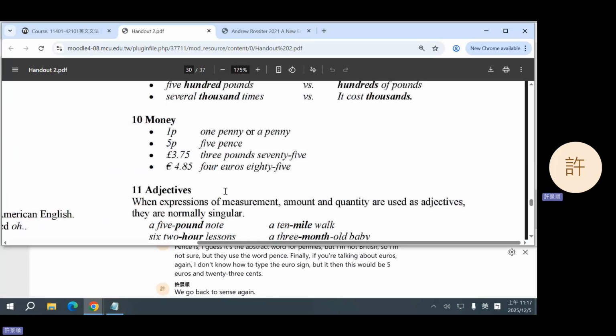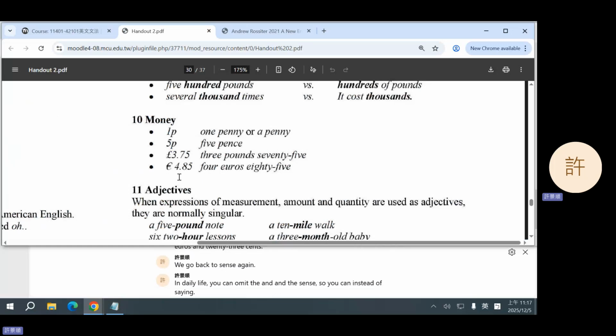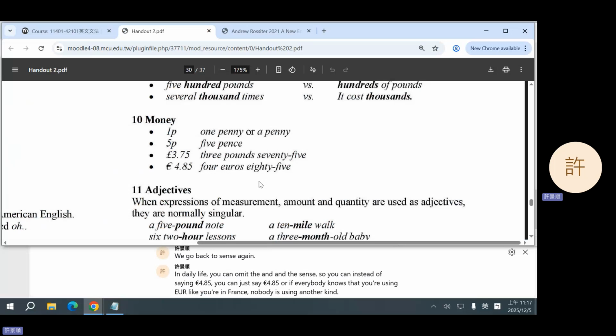In daily life, you can omit the and the cents. So you can, instead of saying €4 and 85 cents, you can just say €4.85. Or if everybody knows that you're using euros, like you're in France, nobody is using another kind of currency, you can just say 4.85.